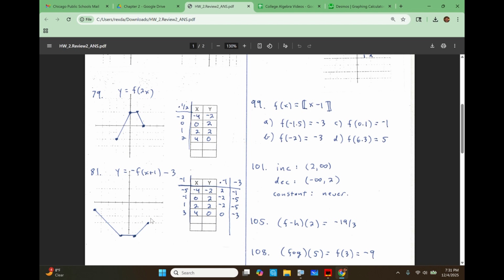Again, my transformations in order are shift left, change the sign of the y, reflect over the x-axis, and then down 3. That's 81.